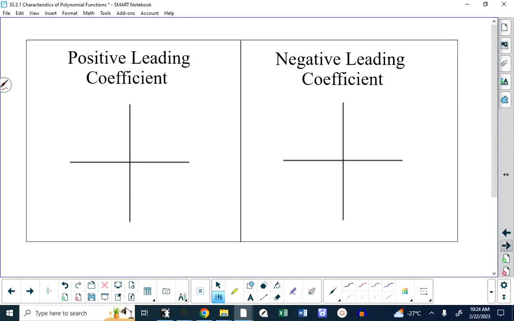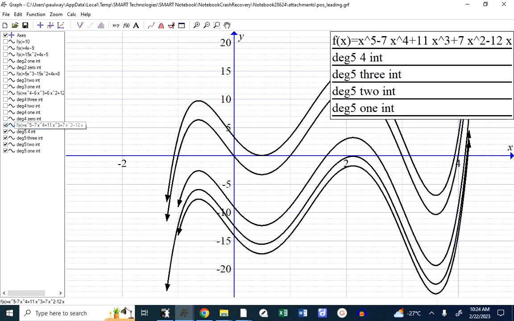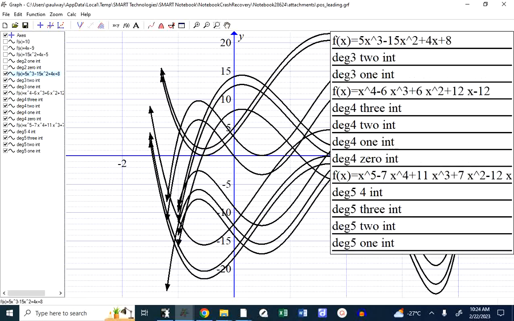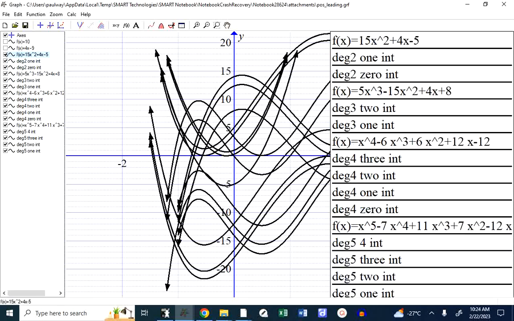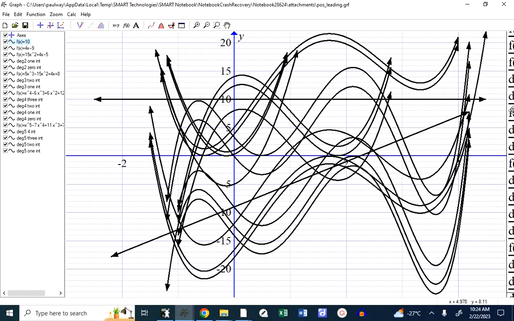What about the leading coefficient? I'm going to show something to you now, and it's going to be a little bit of a visual assault on your senses. I'm going to put all of these graphs on here. And I'm going to hide the legend because it's just getting in the way. But I will tell you that every single polynomial function I've graphed here has a positive leading coefficient. And all of these graphs have something in common. And I don't know if you can see it or not.